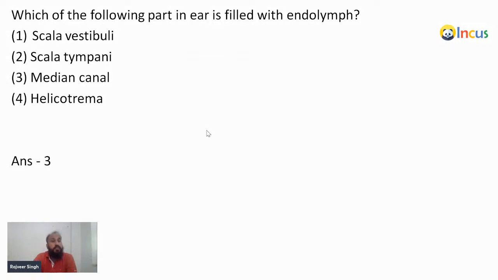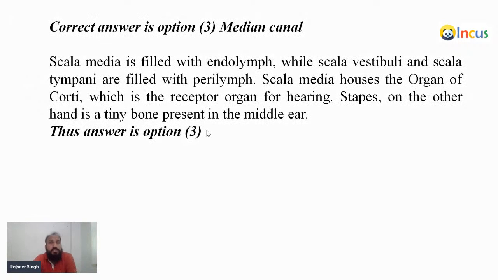Next question is a very interesting question. Which of the following parts in the ear is filled with endolymph? Scala vestibuli, scala tympani, median canal, helicotrema. Definitely the answer will be third, median canal, because scala media is filled with endolymph, while scala vestibuli and scala tympani are filled with perilymph. Scala media houses the organ of Corti, which is the receptor organ of hearing. Stapes, on the other hand, is a tiny bone present in the middle ear. So the answer will be median canal.